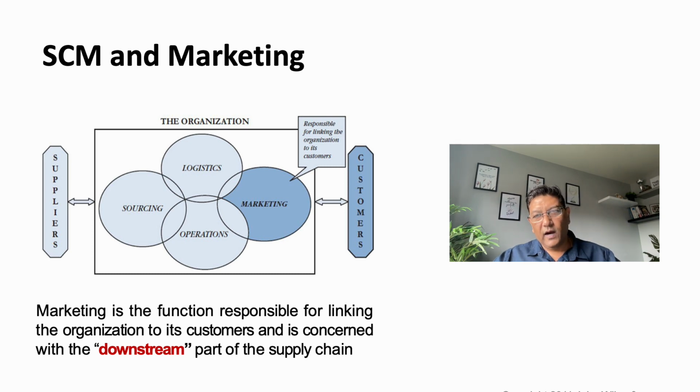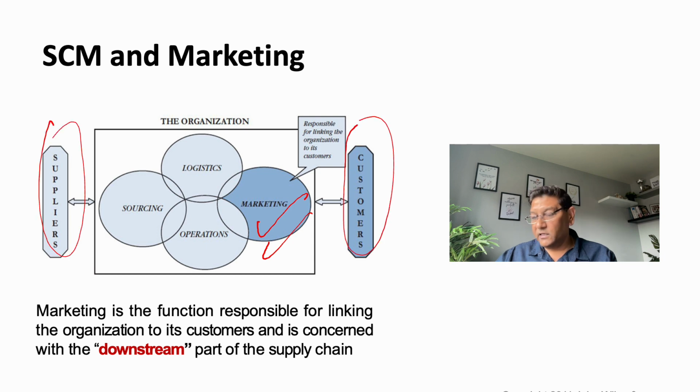Now, when we talk about supply chain management and marketing, marketing is one of the essential parts of the supply chain. If you look at this diagram, the supply chain goes from the supplier side to the customer side. In between them, we got logistics, we got sourcing, which is purchasing or procurement, we got the operations and the marketing. They all work together in a supply chain.